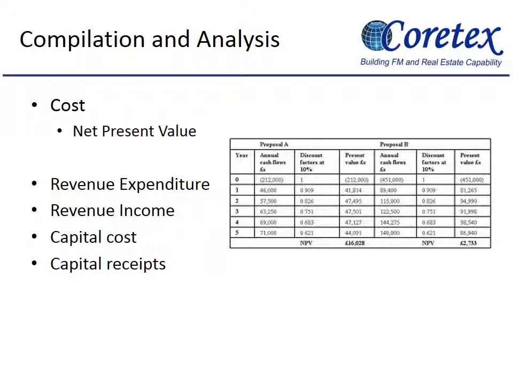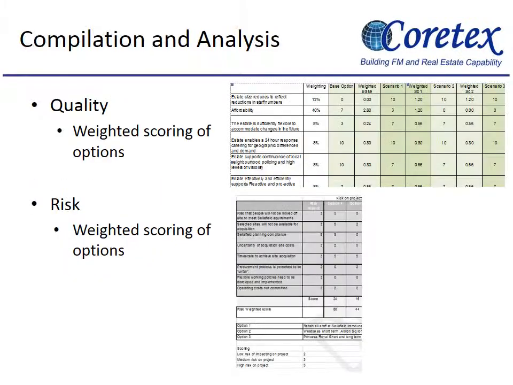Let's say that financially option 1, which is do nothing, puts the organisation in the worst financial position. But option 2, dispose of everything and acquire a new central HQ, is the best option from a financial perspective. This doesn't mean, however, that we immediately recommend option 2, because we have other criteria than financial implications to consider. We're now going to score each option in terms of quality and risk.